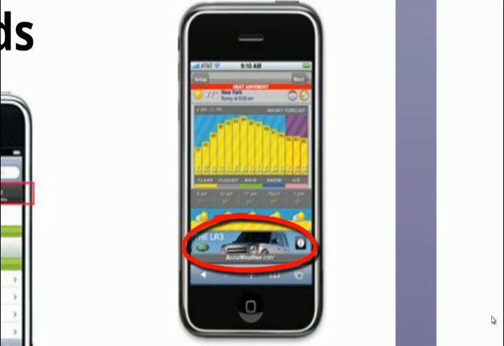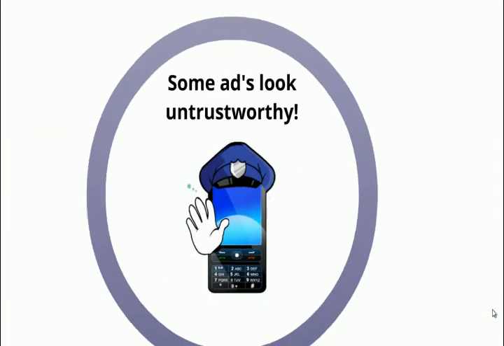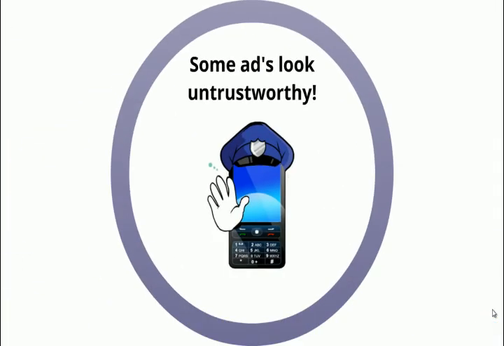If an ad looks questionable, and I know I've seen ads on my phone that I don't have any idea what they're for, users can be reluctant to click on them, as they can appear untrustworthy, potentially taking us through to unsafe websites or inappropriate applications.